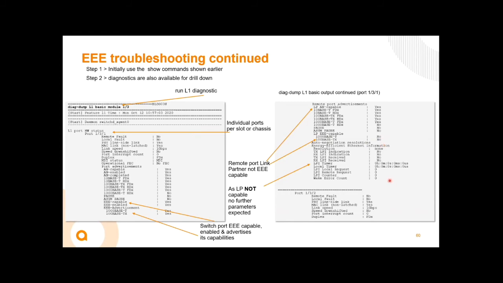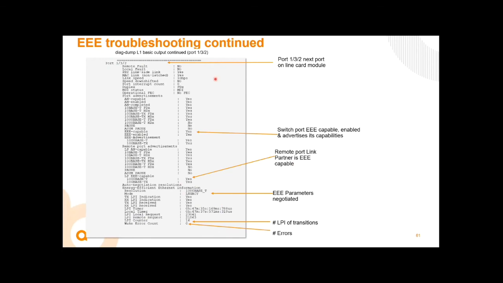But if I go down to the next port, again, similar situation. EEE capable, EEE is enabled. I'm advertising these values of a gig and 100 meg to my link partner. And what is my link partner saying to me? Well, my link partner said, hey, yeah, I'm able to support a gig and 100 meg. And therefore, you'll get some more parameters down here. And we will see that we've negotiated it at a gig.